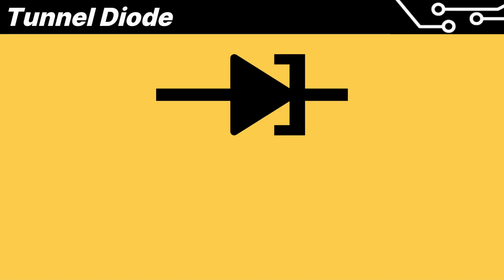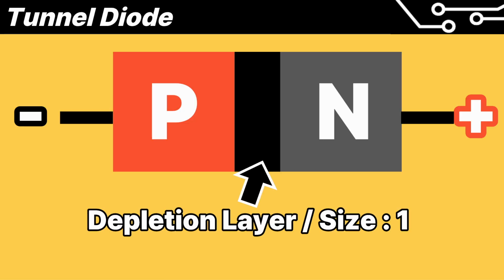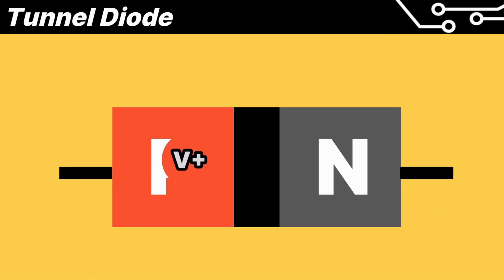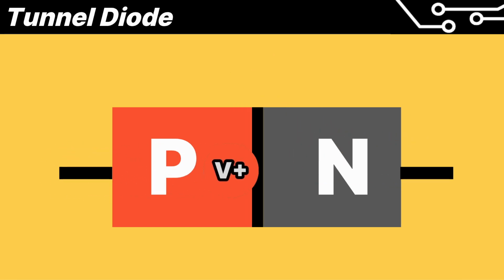Next is the tunnel diode, which might be a bit unfamiliar. If the depletion layer gap of a general p-n junction is 1, this one has reduced it to about 0.1. While current in a general diode jumps over the depletion layer, in the tunnel diode, it pierces through the depletion layer. It's a type of quantum tunneling.